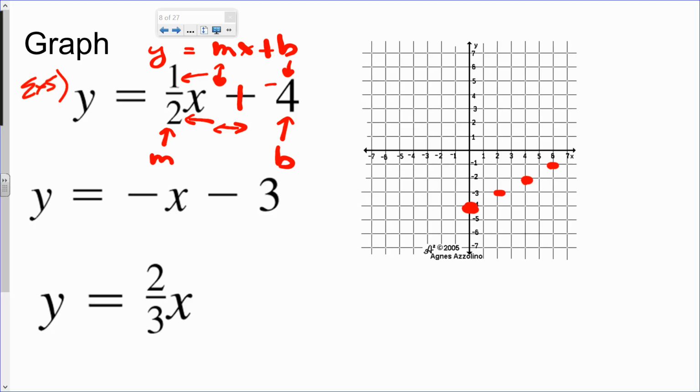Really? What does step 3 say? Three steps. You know how I'm done? Ms. Reza, what does step 3 say? We're done. Draw a line through the points.